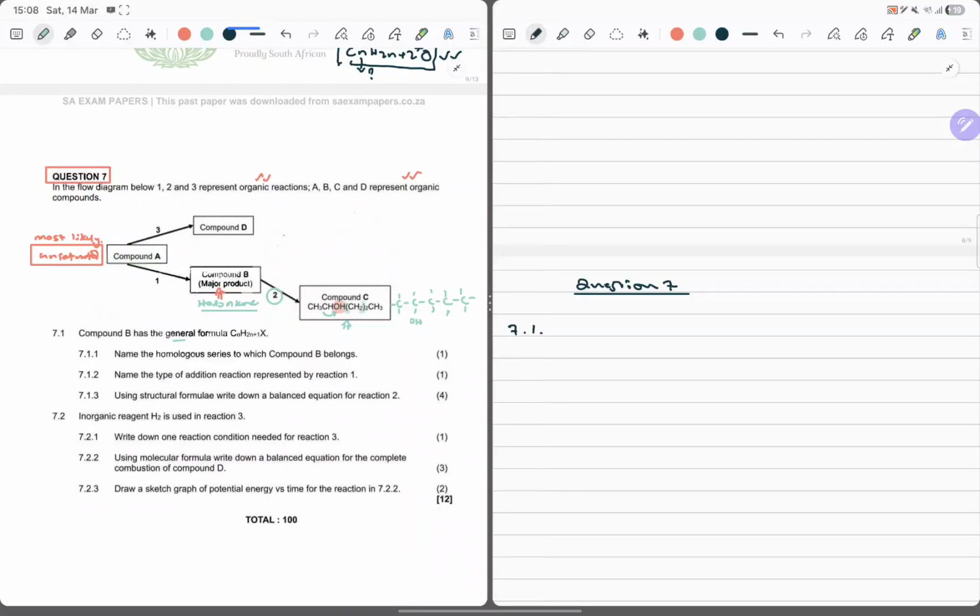Compound B has a general formula. What do you see? It's similar to alkanes, but we just lose 1 hydrogen and then we substitute with X. If that's the case, this is indeed a haloalkane. So we nailed it. That's a general formula for haloalkanes.